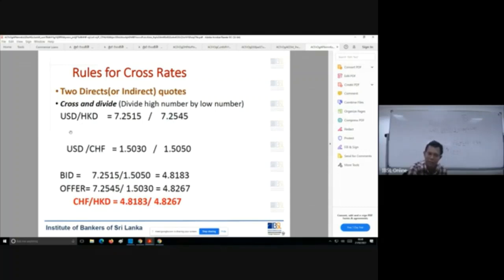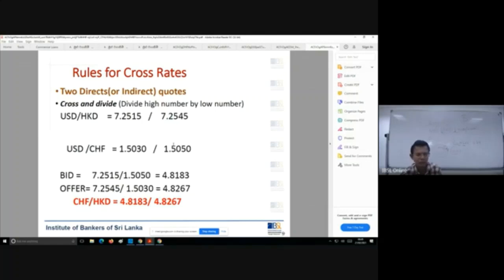Now if it is direct or indirect, it's easy for you to find out. If it is direct, you can easily see the dollar is on your left hand side. Even if it is indirect quotes, you have to bring it to one platform. That's easy. There also you have indirect quotes. So how do you see which side USD appears? Right hand side. So for you to understand, it's very easy.